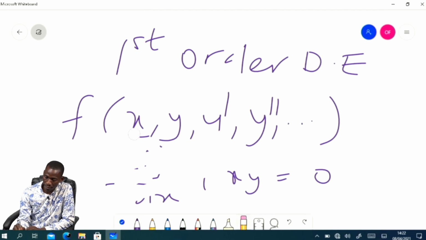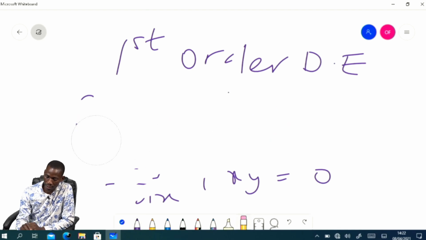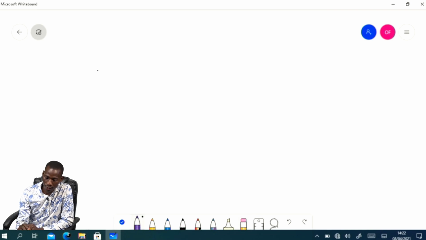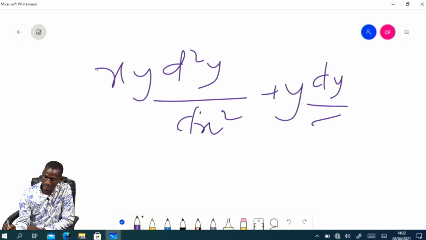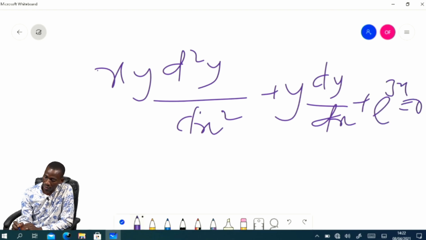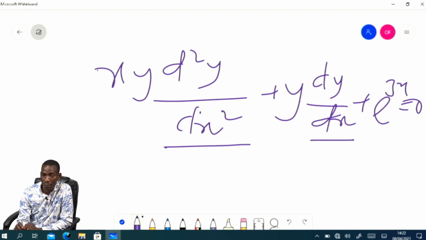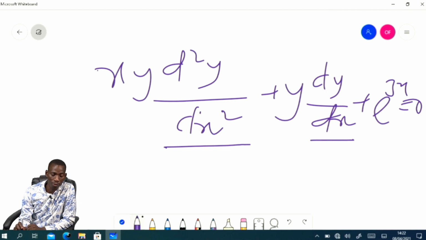Also, another example is of the form xy d²y/dx² + y dy/dx + e^(3x) = 0. In this case, the highest order derivative is the second order. So this is an example of a second order differential equation.